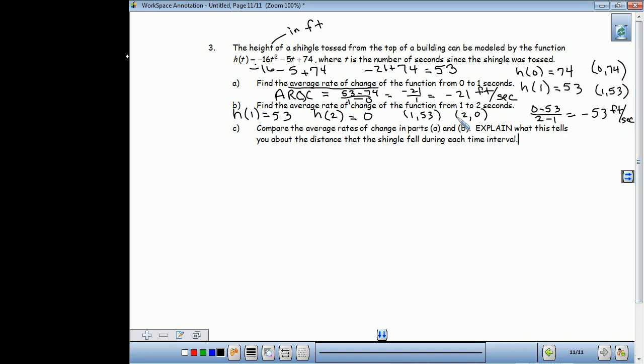So during the second second, didn't it fall a lot further? Yeah. Almost. Because gravity. There we go. The pull of gravity on the object increased the distance that the object fell.